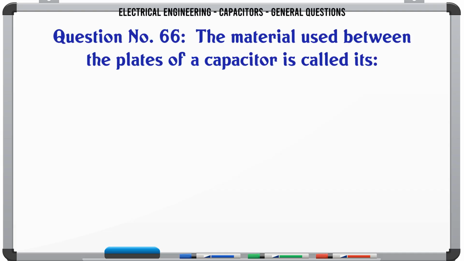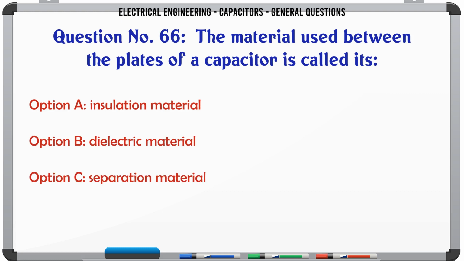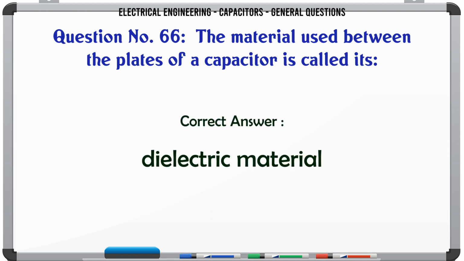The material used between the plates of a capacitor is called its A. insulation material, B. dielectric material, C. separation material, D. plate divider material. The correct answer is dielectric material.